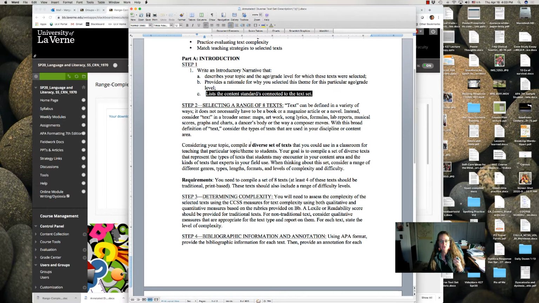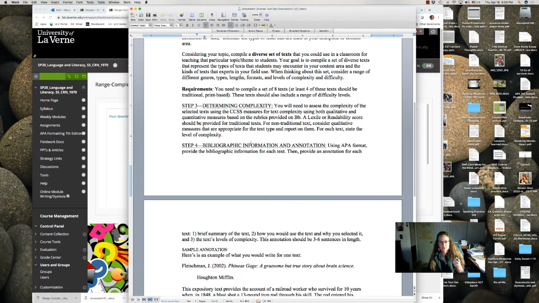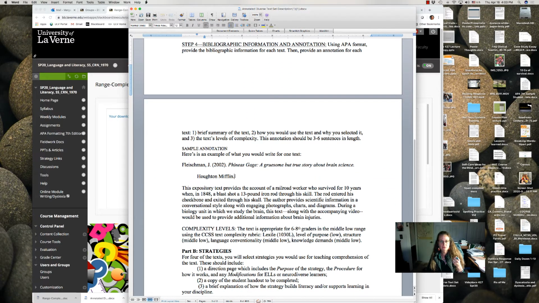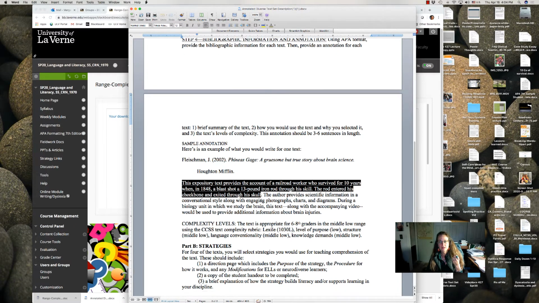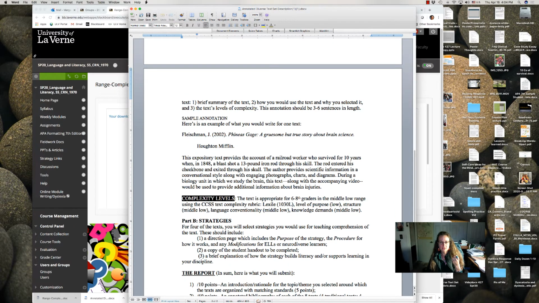So for each annotation, you're going to include a little summary. First, you'll include the APA formatted citation. Then you will do a summary of the text and what it's about. And then you'll talk about the complexity level. In this case, it does have a Lexile level. And then looking at the qualitative measures and knowledge demands, I've decided that overall this is a middle level text with a Lexile of 1030. So this is what one of the annotations would look like. And you're going to be doing a total of 8 of these.